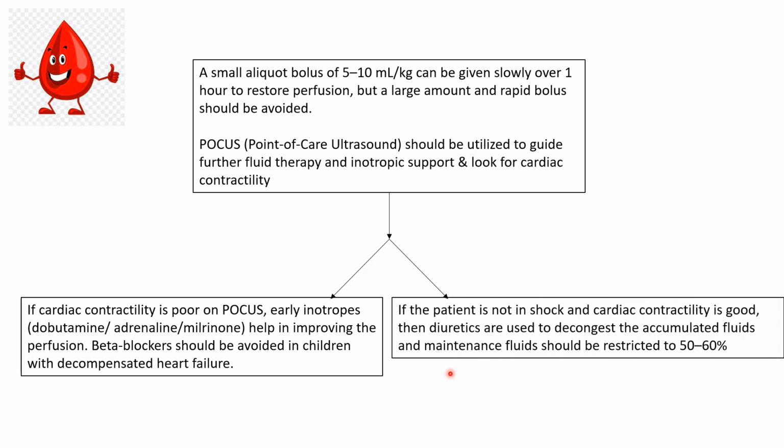So if the patient is not in shock and cardiac contractility is good on focus, then diuretics are used to decongest the accumulated fluids, and maintenance fluid should be restricted to 50 to 60%. So here you see there is almost a specific approach, and it is only after recognition of whether the patient is in congestion or not that you shall be able to manage the shock better.